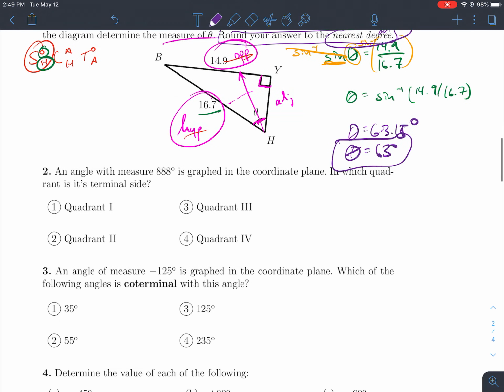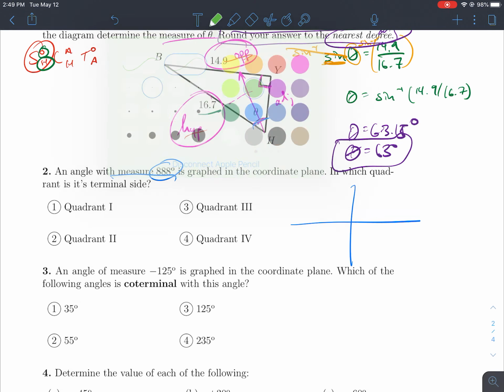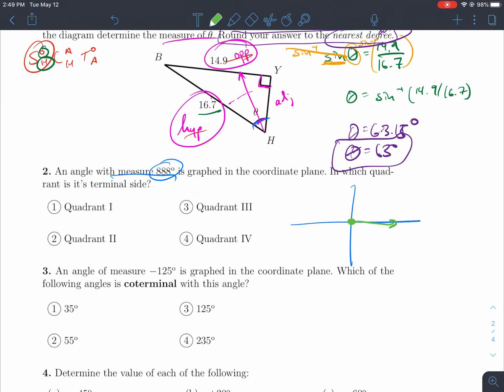Awesome. An angle with measure 880 degrees, whoa, is graphed in the coordinate plane. In which quadrant is its terminal side? All right. So we learned that sometimes angles are too big to fit in right triangles, so we graph them in the coordinate plane. We start off with the beginning of the angle, the starting side, on the positive x-axis, and then we rotate counterclockwise from here.